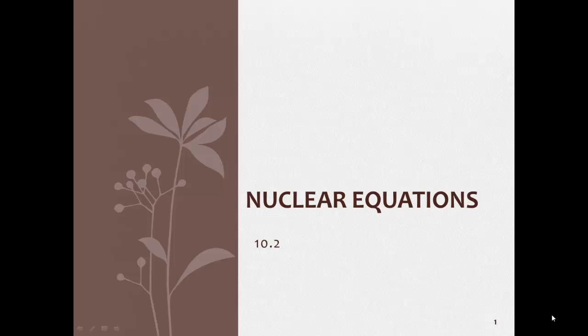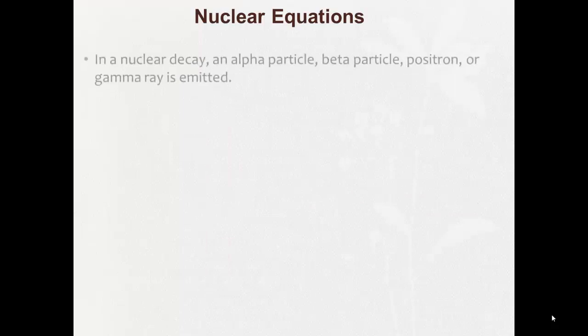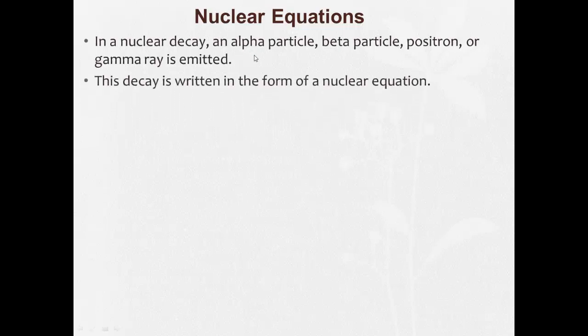All right, 10.2, nuclear equations. Now, in nuclear decay, an alpha particle, beta particle, positron, or gamma ray is emitted. And these we saw a little bit about in 10.1, and here in 10.2 we're going to learn quite a bit more about them. Now, when these are emitted, this decay is written in the form of a nuclear equation.